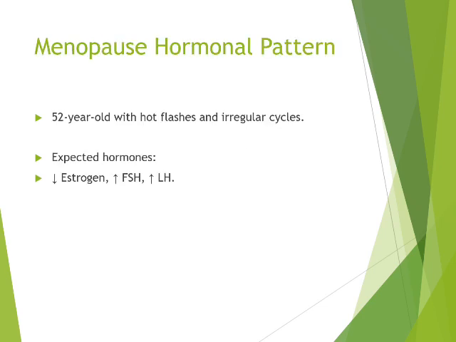Menopausal hormonal pattern in a 52 years old with hot flushes and irregular cycles. Hot flushes are a common complaint during menopause, and the hormonal profile of menopause is low estrogen and very high FSH and LH, follicle stimulating hormone and luteinizing hormone.